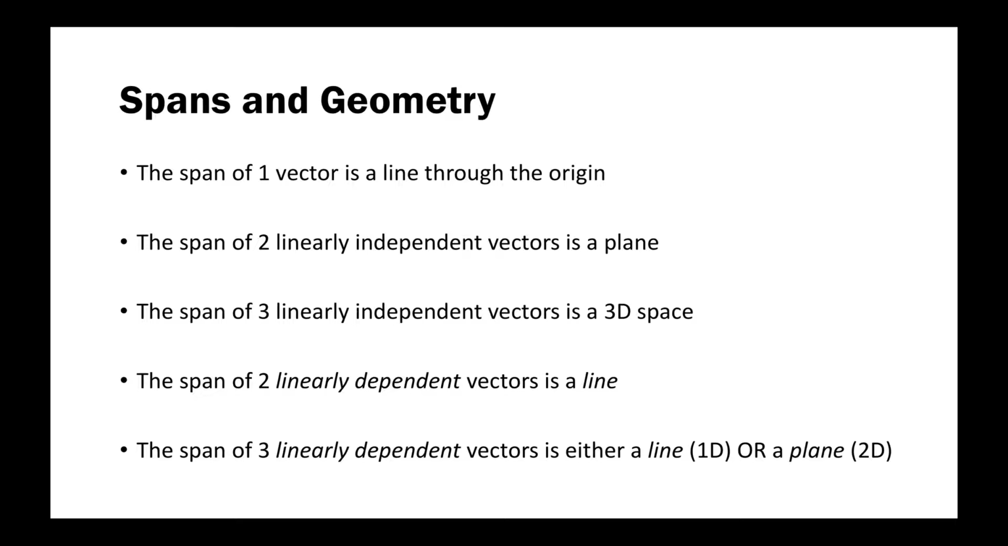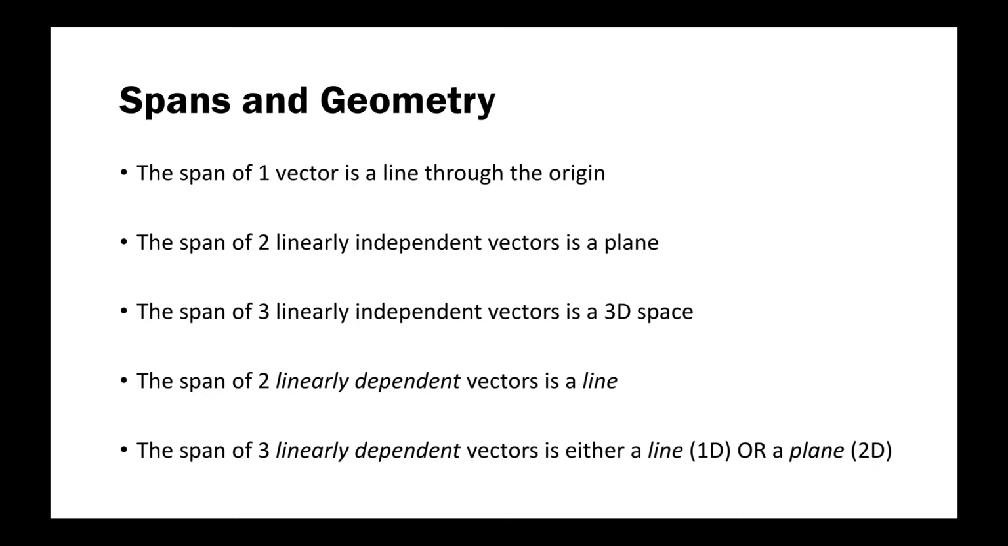Spans have a geometric interpretation. The span of a single vector would be a line through the origin because it's just a number times that vector, which means I'm scaling that vector by a number. So I'm just moving along a line in the direction of that vector. The span of two linearly independent vectors is a plane because I have two independent directions I can move, and the plane is a two-dimensional object. The span of three linearly independent vectors would be a 3D space. We saw that in the previous example, where I have three linearly independent vectors, and the span of those vectors was all of R3, which is a three-dimensional space.